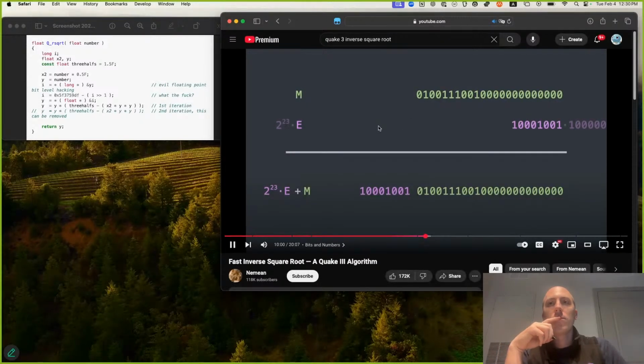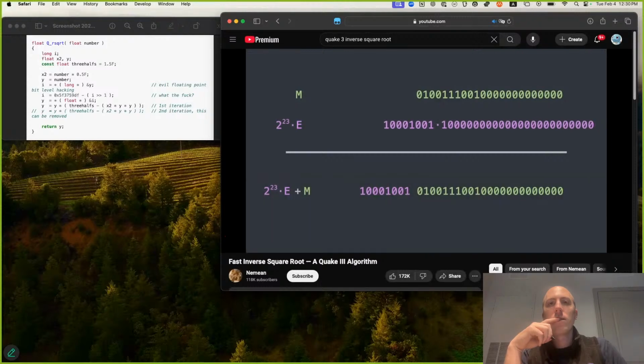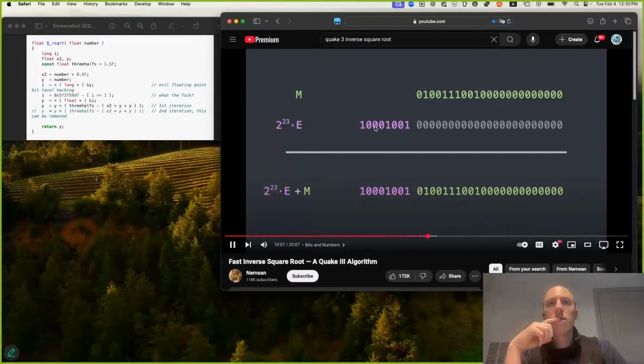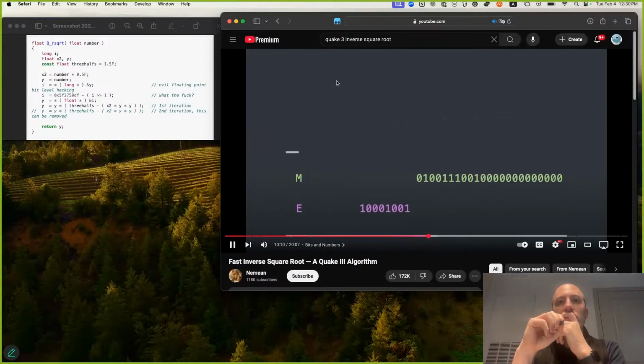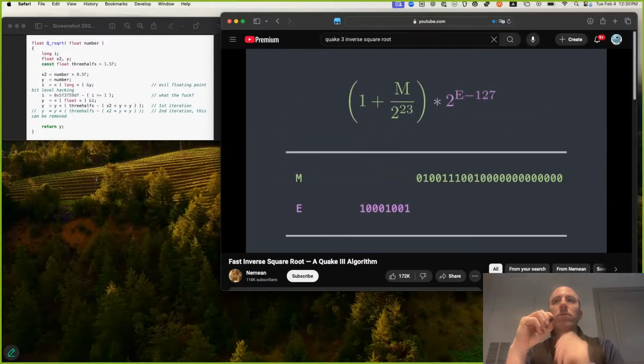It's weird, if you think about it, because multiplying E by 2 to the 23 just shifts E by 23 digits. So that's how one could write the bits. But we get the actual number behind the bits with this formula.